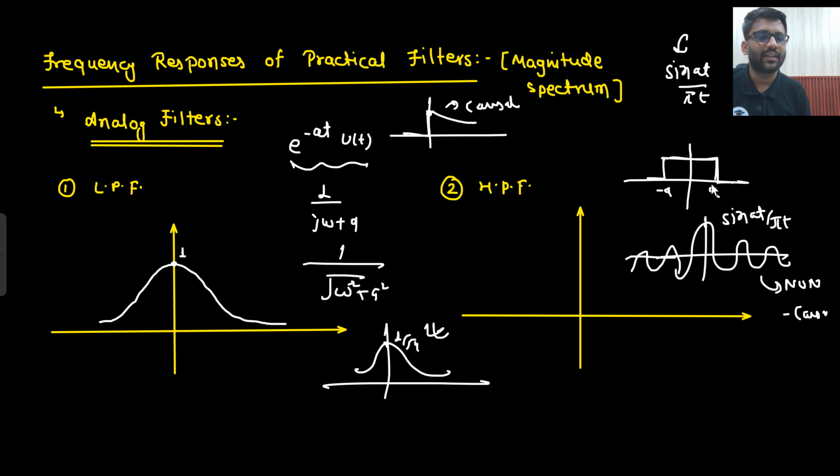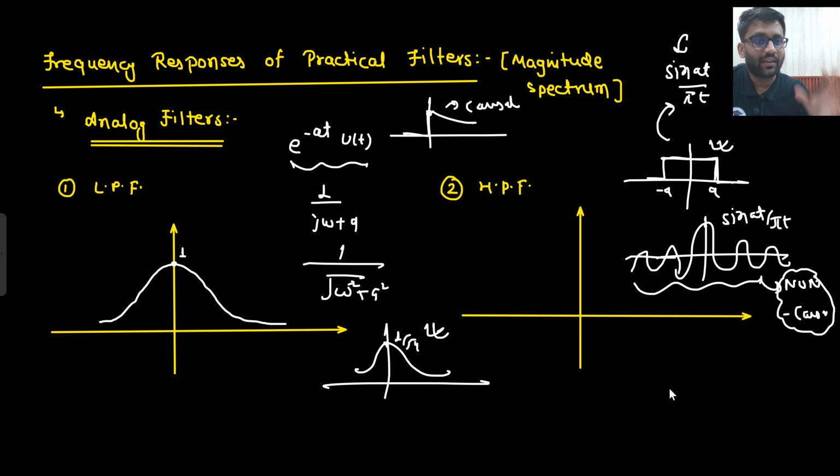What do I mean by realize it? That means practically you can never make it. Practically you can never make this kind of filter. All the systems which you cannot make practically are non-causal systems, or you can say non-causal filters. And you can check as well, I gave you the proof. This was the ideal low pass filter. From where we were getting it? Sin(at) by pi t, which is non-causal.